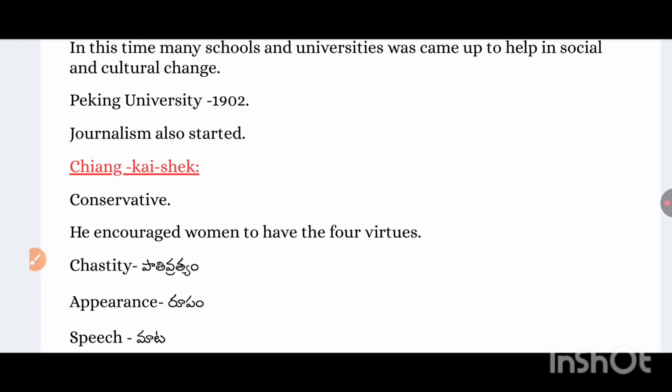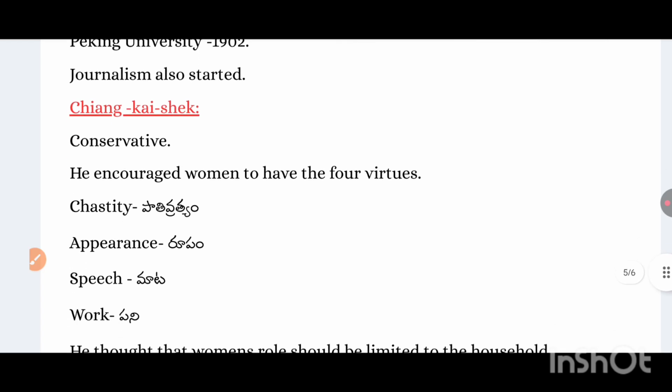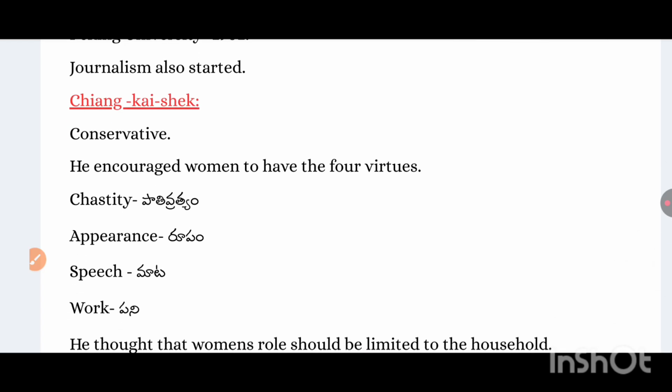He believed in old traditions and superstitions. He encouraged women to have four virtues. Every woman has to have four virtues. That is chastity.